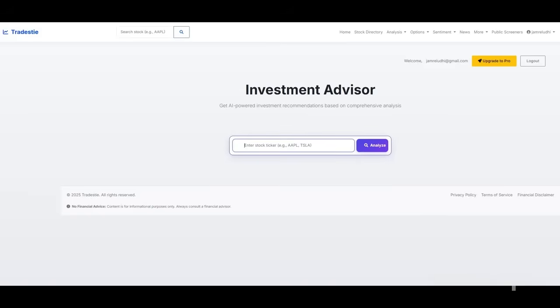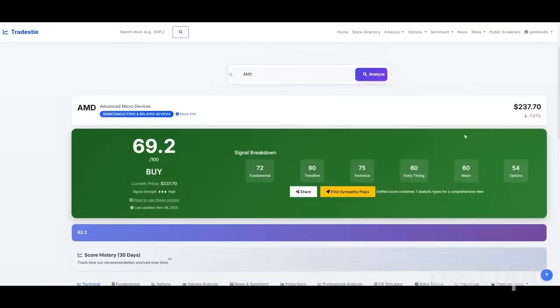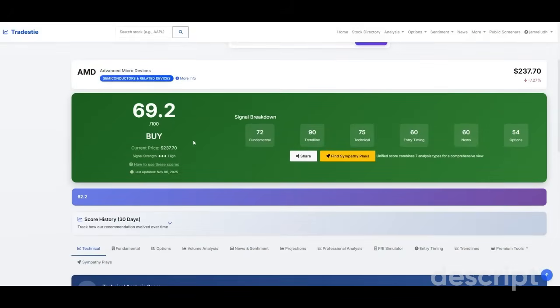So here you can come and search for any stock. Let's just pick AMD. Okay, so what you see right off the bat is a scorecard, and basically it's a score out of 100, and it will tell you whether a stock is a buy or sell.